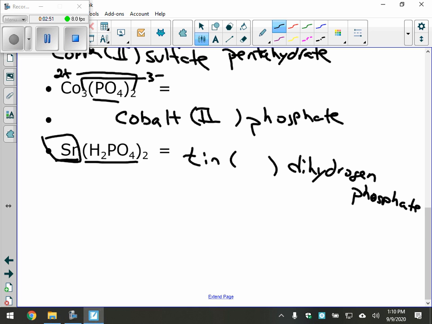Now, which tin do we need to use? Again, if you're not sure, write out the 2 options, tin 2 and tin 4. Tin 4, good buddy. You got walkie-talkies? No. CB radio? Tin 4, good buddy. Smoking the Bandit? No. Okay.